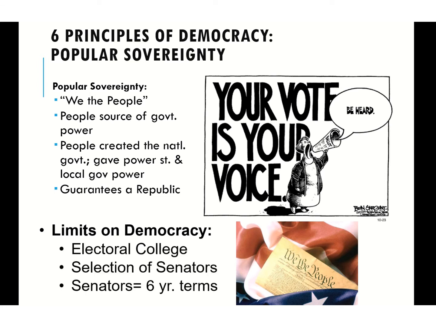Now, limits on our democracy. Well, the Electoral College is a limit. We don't vote for president. We actually vote for the guys who vote for the guys running for office. We originally didn't vote for senators. They were selected by state legislatures until the 17th Amendment. And we limit terms, 6 years for senators, 2 years for the House members. So there are limits.